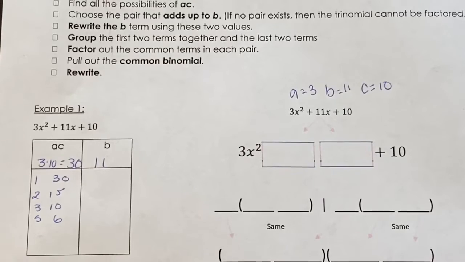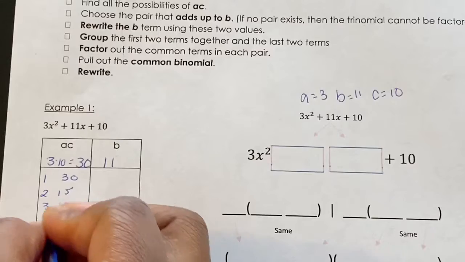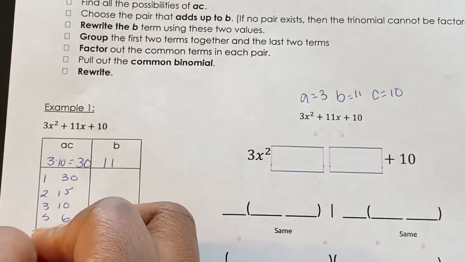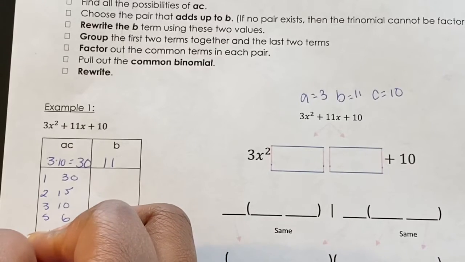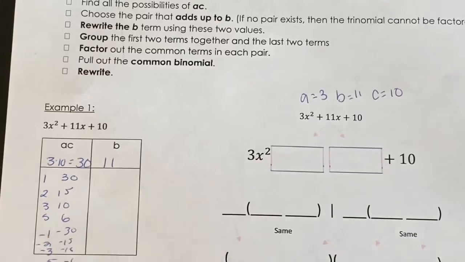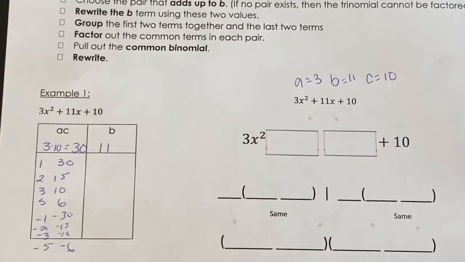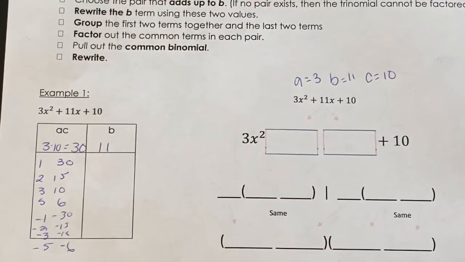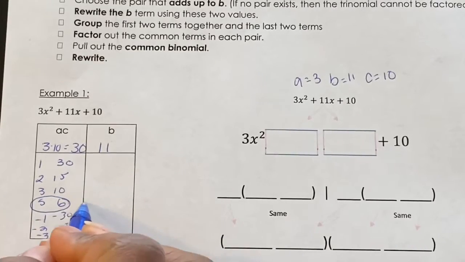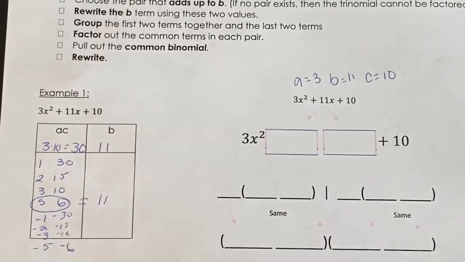Now, which one of those add? Well, you could also say, I'm sorry, negative 1 and negative 30, negative 2 and negative 15, negative 3 and negative 10, and negative 5 and negative 6. Okay, we have to remember those negatives. Since 30 is a positive number, the factors can either be 2 positives or 2 negatives. Now, which one of those add to make 11? That would be 5 plus 6.